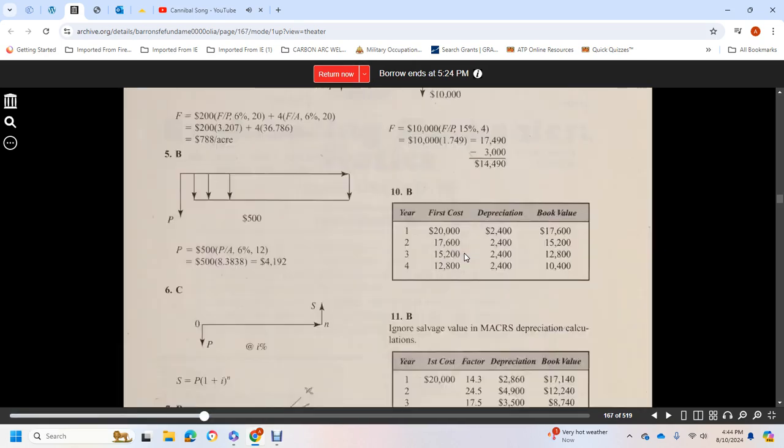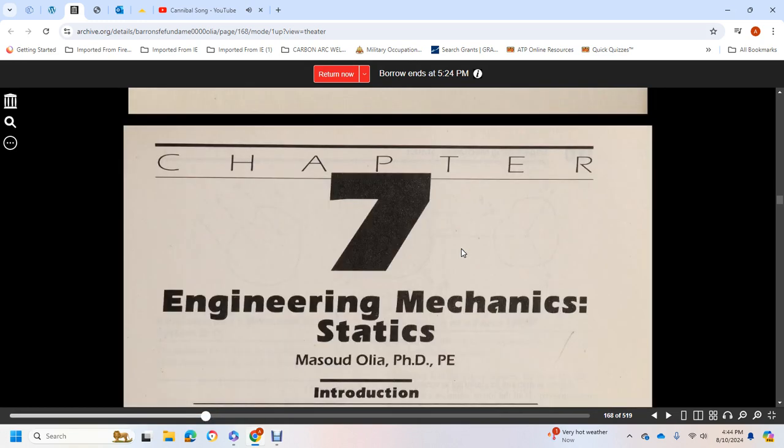Practice problems. And then we should be on to Chapter 7, Engineering Mechanics: Statics.